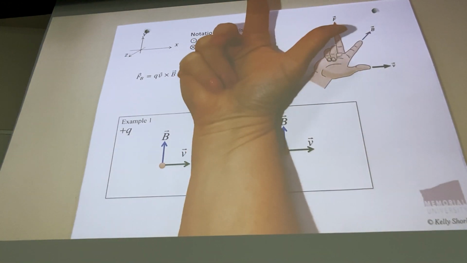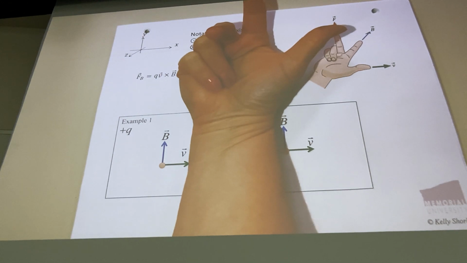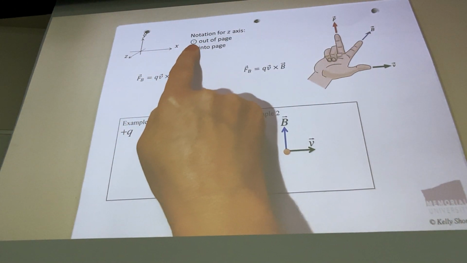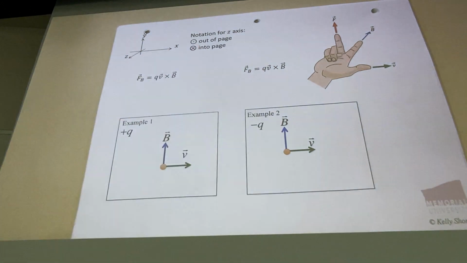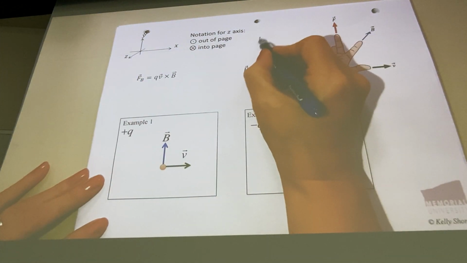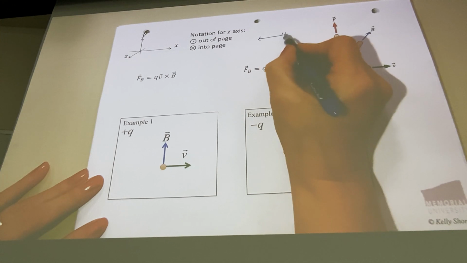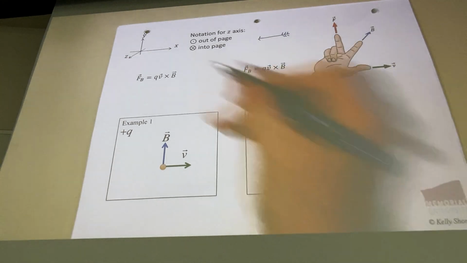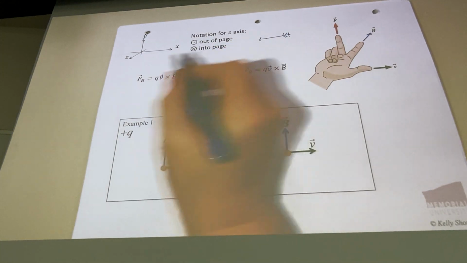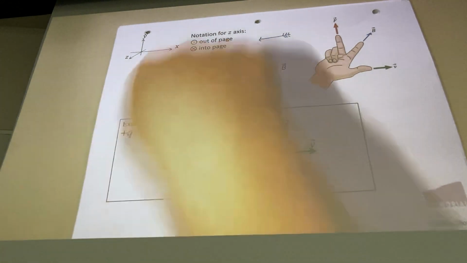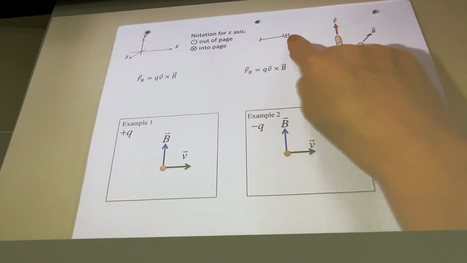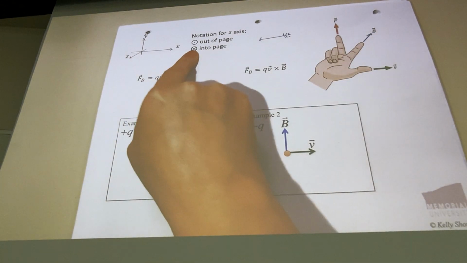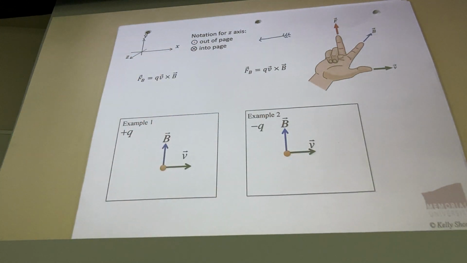If z is out of the page, we need a notation for out of the page. The way we draw out of the page is a little circle with a dot inside of it. And where that notation comes from is we imagine a dart or an arrow. If it's coming towards us, we just see the tip of the arrow. So that's what this is. If we're pointing into the page, away from us, then we're looking at the flights on the dart, and that looks like an X. So into the page is an X inside the circle. So that's a new notation for us.